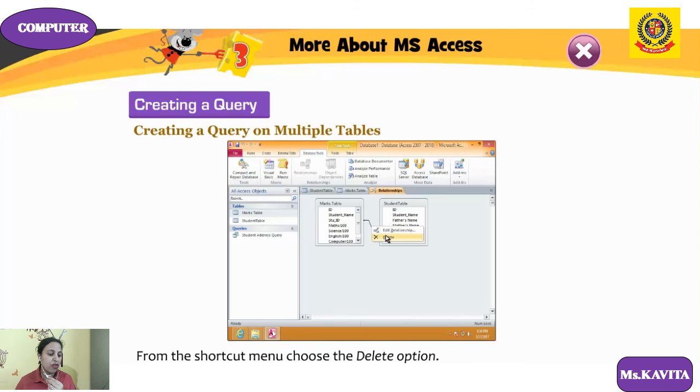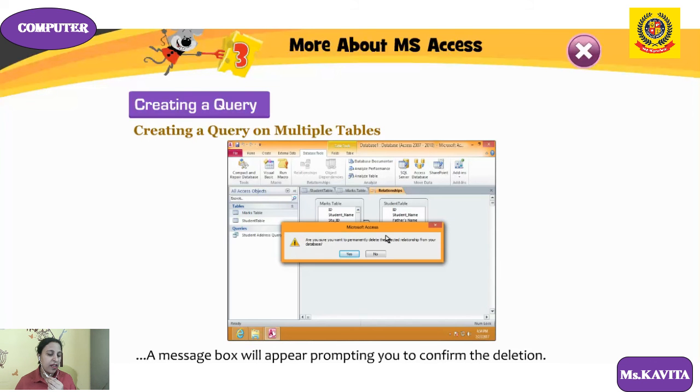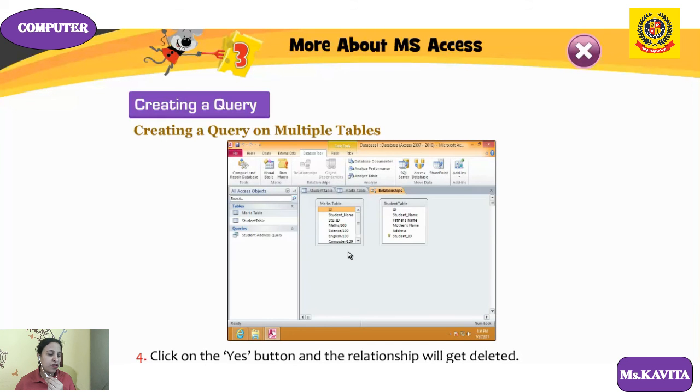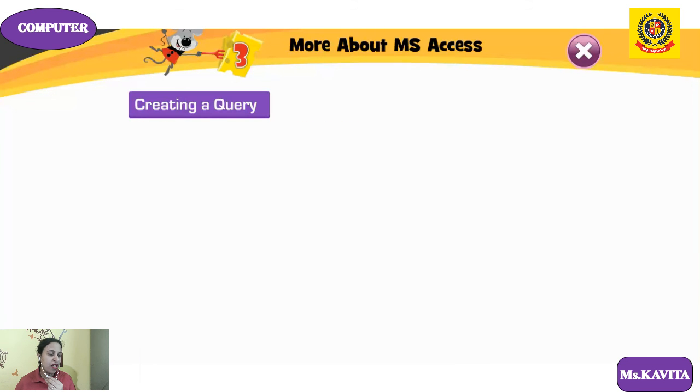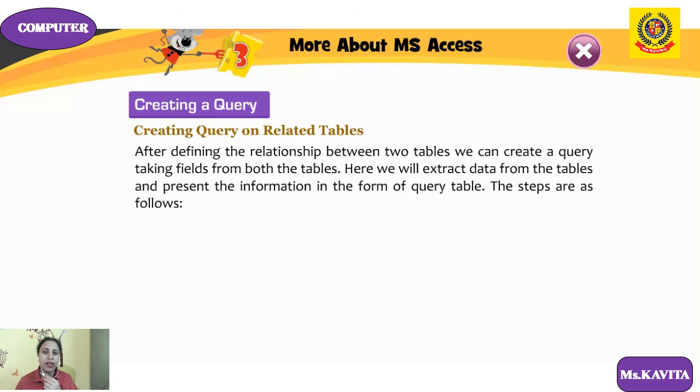A confirmation message, are you sure you want to delete, will come. Click on the Yes button. The relationship will get deleted and no more line will be visible. Now, creating a query on related tables. After defining the relationship between two tables, we can create a query taking fields from both the tables. Here we will extract data from the tables and present the information in the form of a query table.